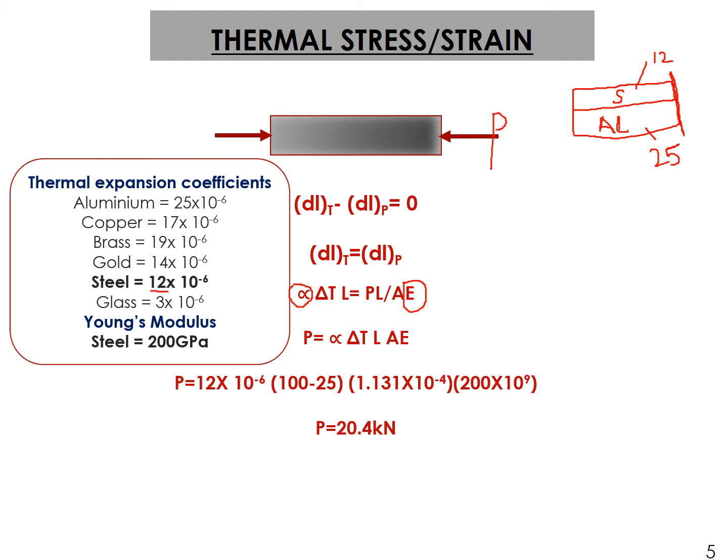Now what would be the average normal stress? Simply P divided by the cross-sectional area, and we know the diameter is 12 millimeters. So pi d square by 4 is the area. So this is 180 megapascal. That is how we make use of the formulas related to thermal strains or stresses. Let's discuss one more example for more clarity.